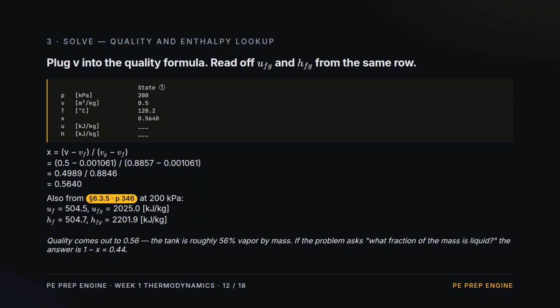Step 4. Invert the v mixture formula for quality. x equals v minus vf over the gap vg minus vf. That gives 0.564. The tank is about 56% vapor by mass. Step 5. Grab uf, ufg, hf, and hfg from the same row of the table. Keep them for the next step.